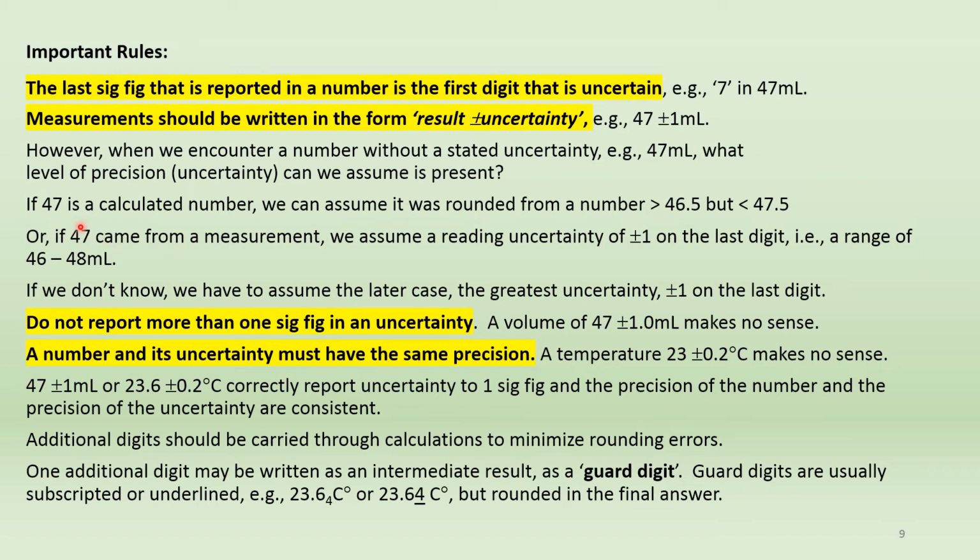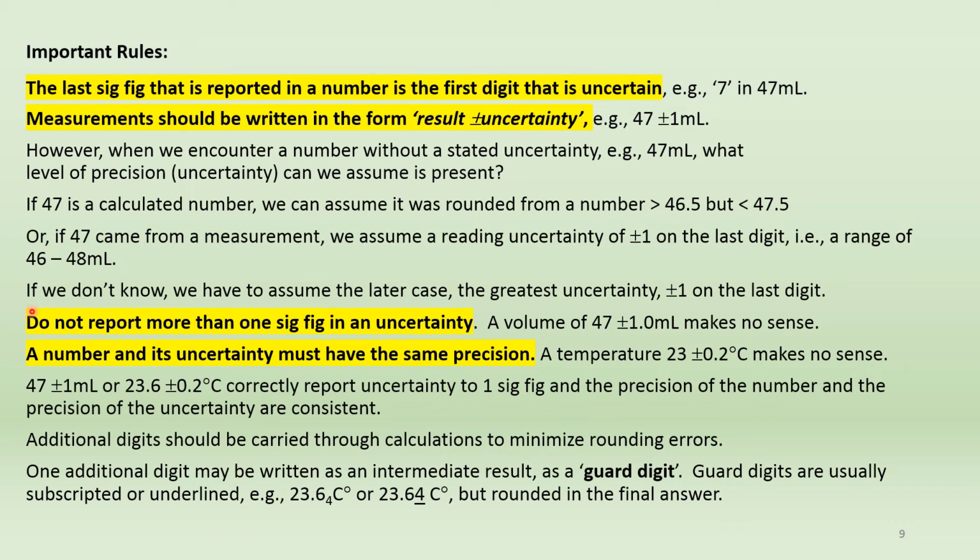Well, if 47 is a calculated number, we can assume it was rounded from a number that was greater than 46.5 but less than 47.5. Or if 47 came from a measurement, we would assume a reading uncertainty of plus or minus 1 on the last digit. In other words, a range between 46 and 48 mils. And if we don't know, we have to assume the latter case, the greatest uncertainty, which would be plus or minus 1 on the last digit.